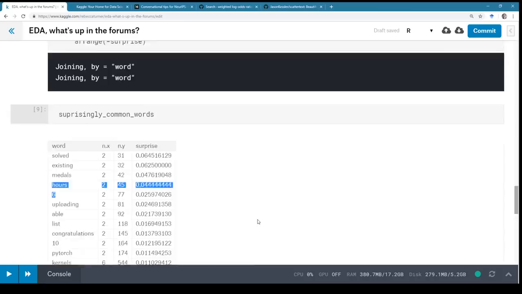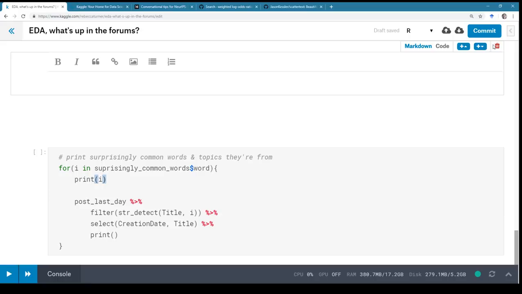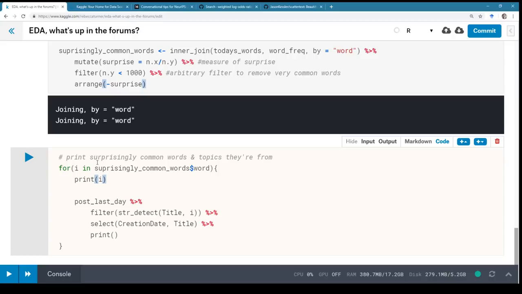Let's tidy this up. We don't actually need to do this now that I've talked about this. And then I did, again, the dumbest possible way. I have just a bunch of empty text cells in here, and I go through each of the surprisingly common words, and I print the word and then the forum titles that it shows up in.